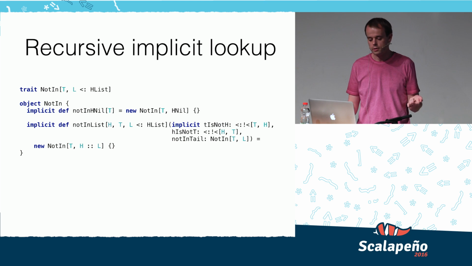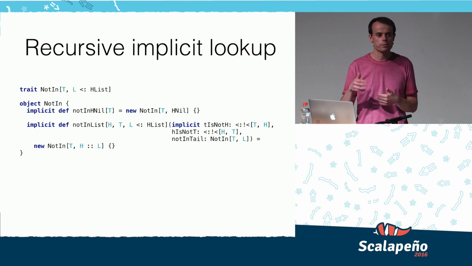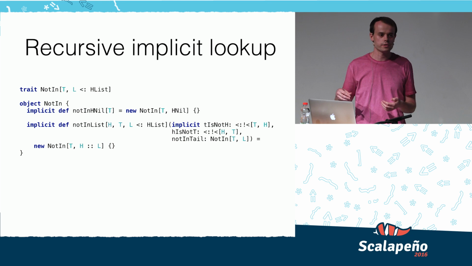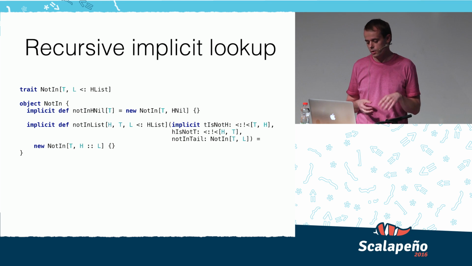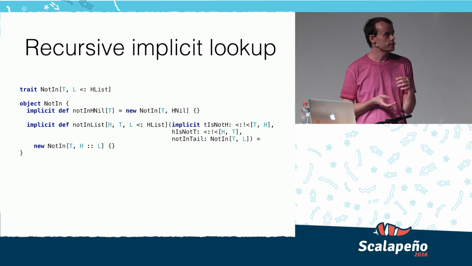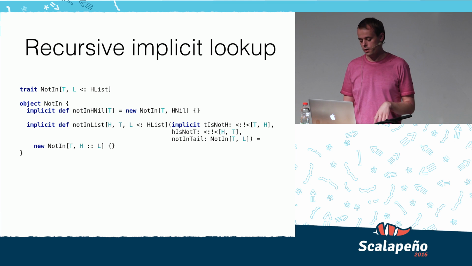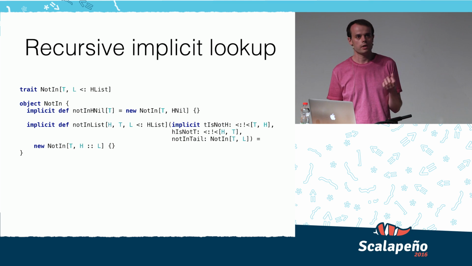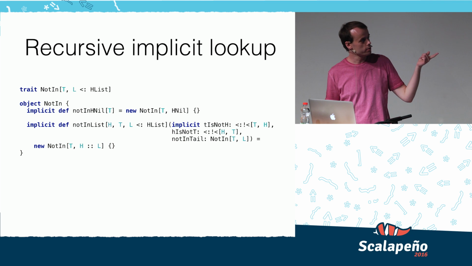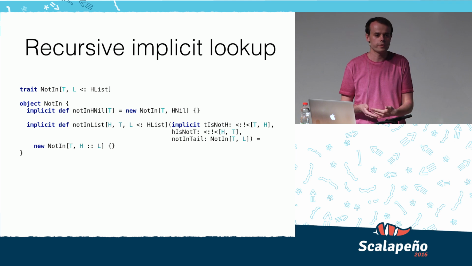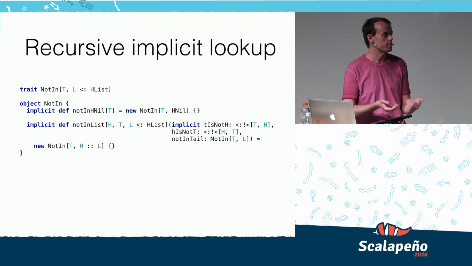So we have a trait NotIn. It is parameterized with two types, any type T and type L upper bounded by HList. And this trait must tell us that the first type T is not present in the HList. So we have to implement two implicit functions for this. So of course we will place them inside the companion object of NotIn, so in the default place where the compiler will try to find them. And the first case is just a basic case for the empty list. So we have a function which tells us for any type T that this type is not present in HNil. So it's obvious, any type is not present in the empty list.